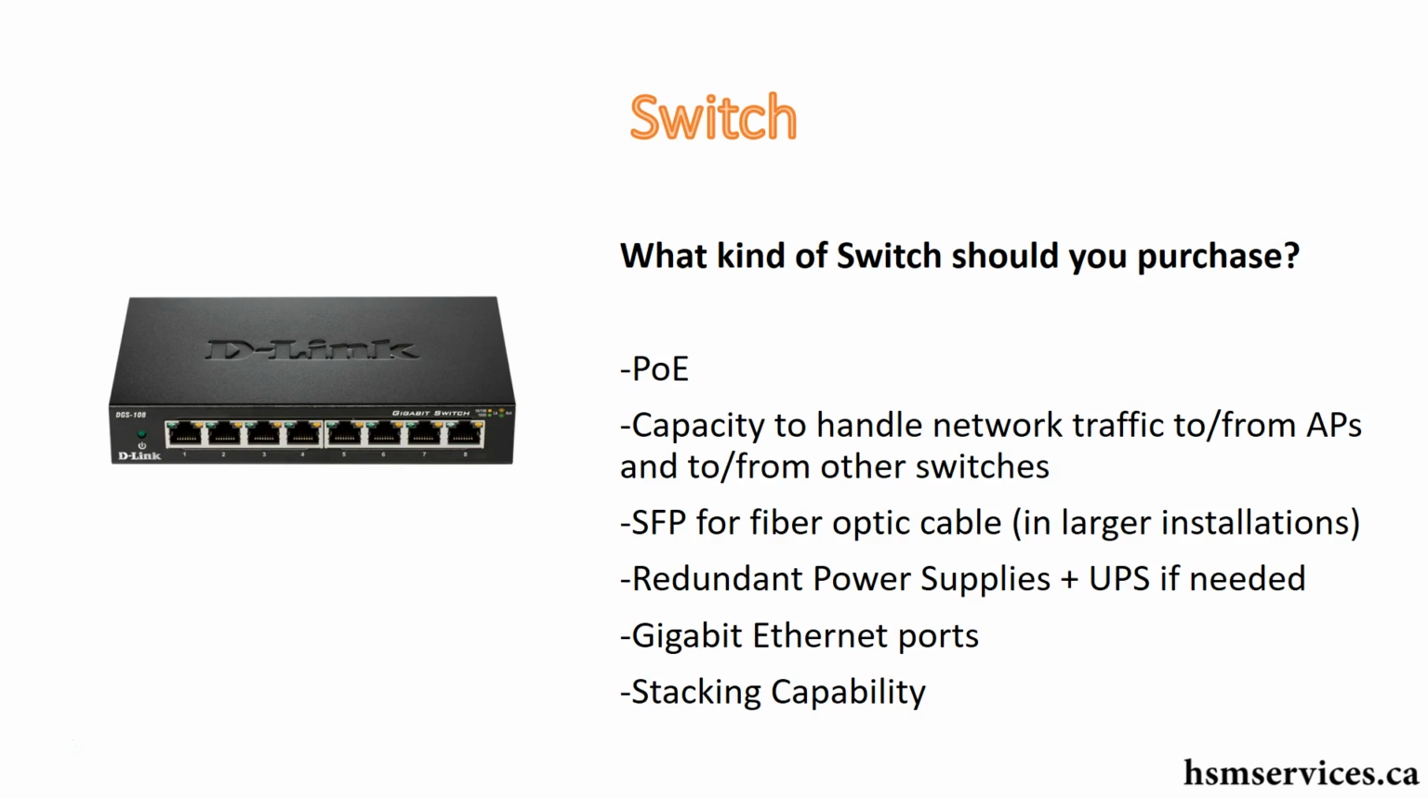And then consider getting a switch with gigabit capabilities. You don't want to buy a switch with only 10-100, and then you've got expensive APs out there that are handling Gigabit Ethernet. And then you also want to look at the stacking capability. What if you need more than 48 ports? Then you can add a second switch, and instead of trunking them together, you can use stacking cables. And we'll talk about each of these features in more detail in a second.